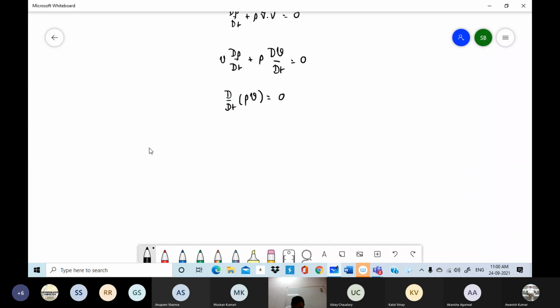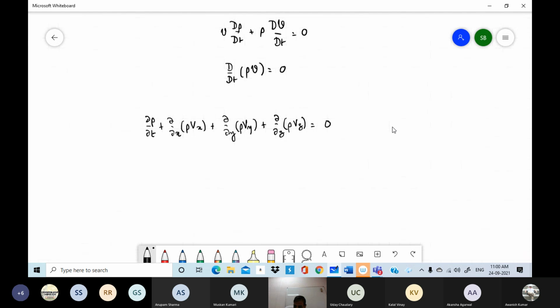Volume in Cartesian coordinates, that for conservation of mass, we must have, and if rho is constant, then this reduces to this. This is what we call incompressible flow.